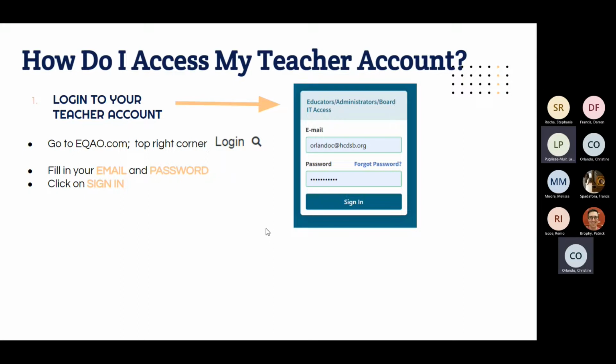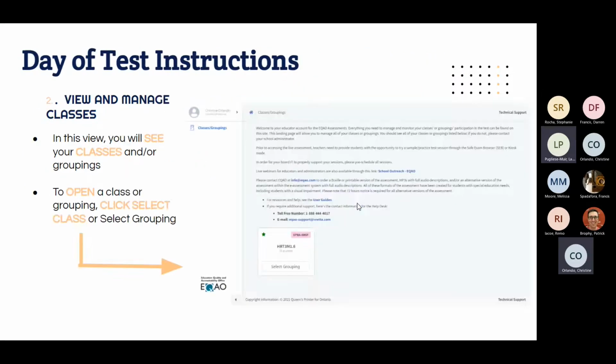So the day of your test, you're going to log into that window again. To log in a second time, you're going to go to EQAO, and in the top right corner, there'll be a login button. Now, when I did this, it automatically generated my password and my email, and so I just clicked the sign in button. Here's what you're going to see. This is my actual class here at Corpus, HRT3M. I have 22 students, and here is my course code that the students need the day of. So your page is going to look very similar.